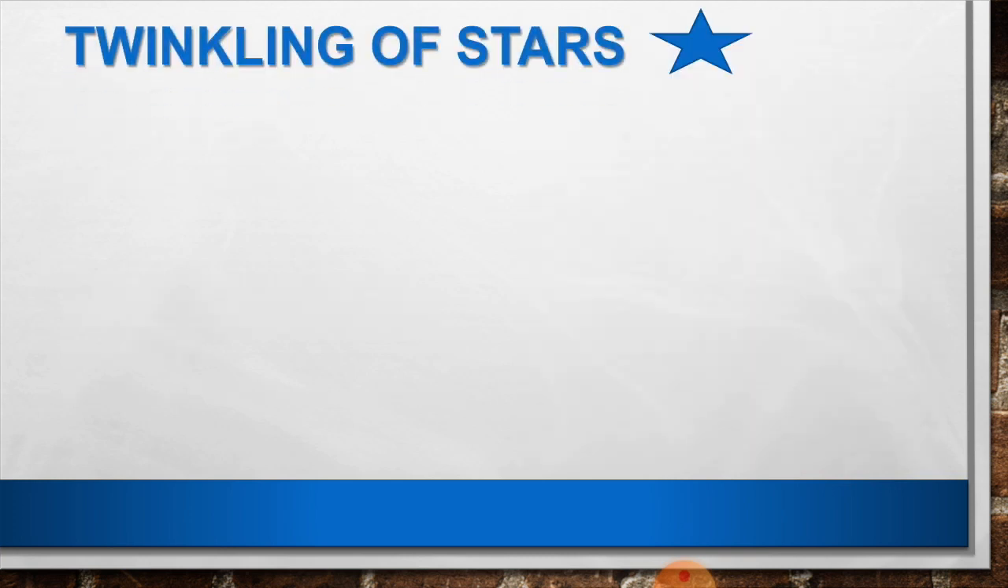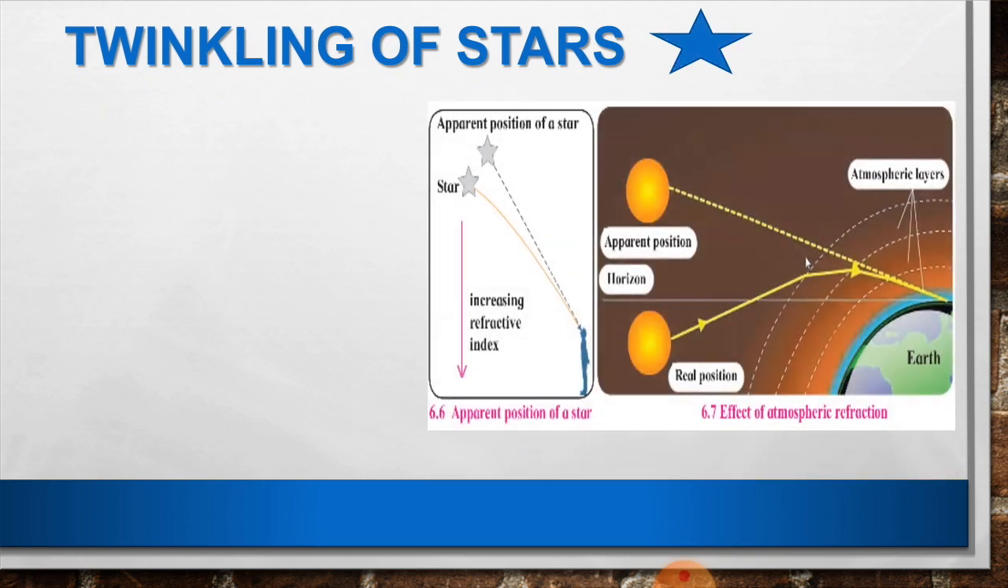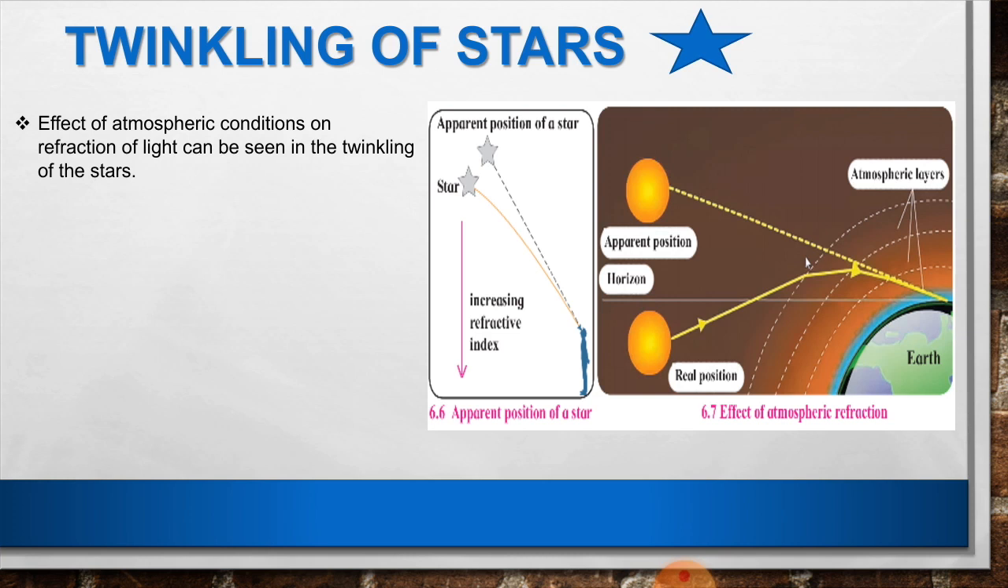Then the very interesting topic, that is twinkling of stars. You must have seen how the stars twinkle at night. So why does this happen? Let's see. The effect of atmospheric condition on refraction of light can be seen in the twinkling of stars. Why does the star twinkle? Because of the effect of atmospheric condition on refraction of light.